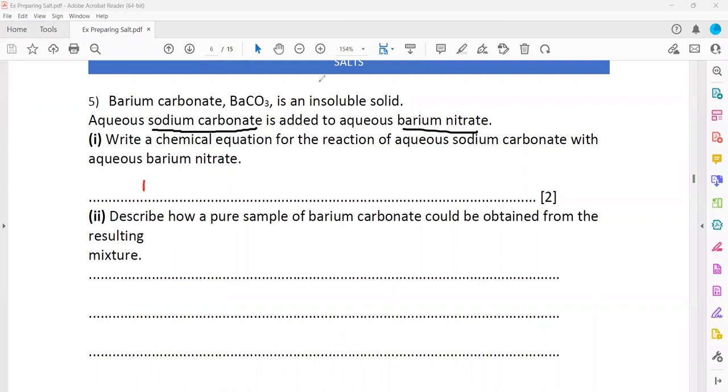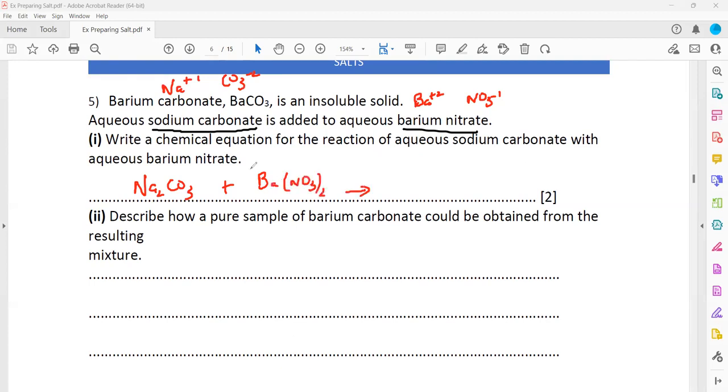So what is the formula for sodium carbonate? Because sodium is Na, which is plus 1, and carbonate is CO3 minus 2. So the formula for sodium carbonate will be Na2CO3. Mixed with barium nitrate, barium is a group 2, so it is plus 2, and nitrate is NO3 with a charge minus 1. So barium nitrate will be Ba(NO3)2.